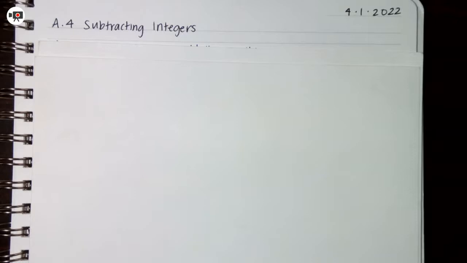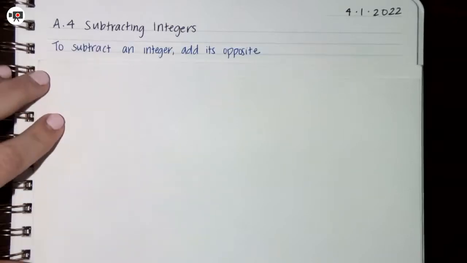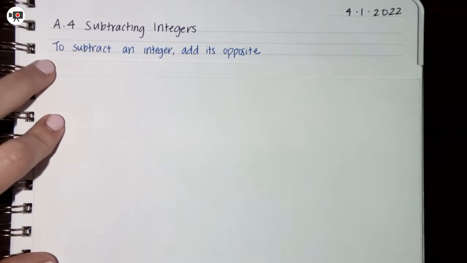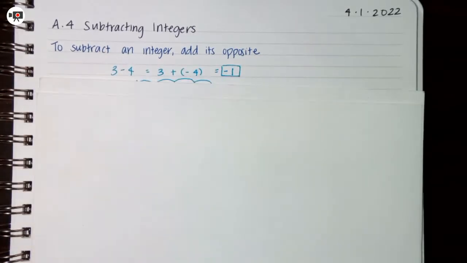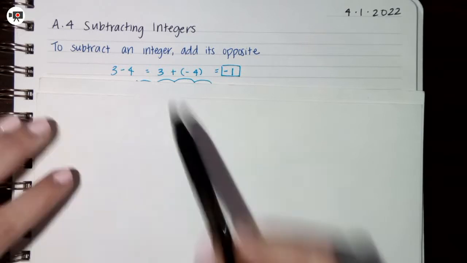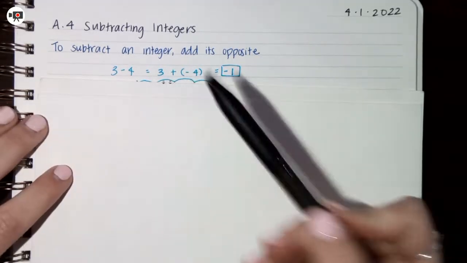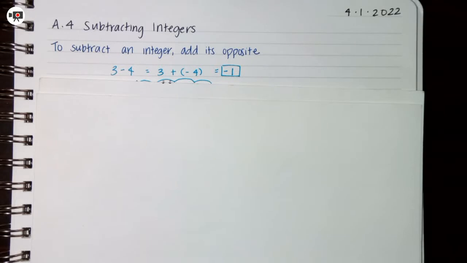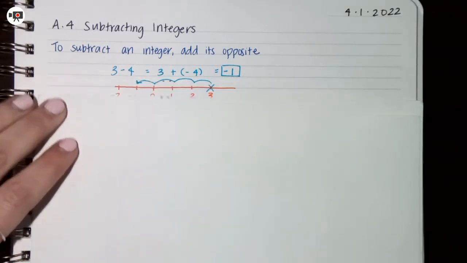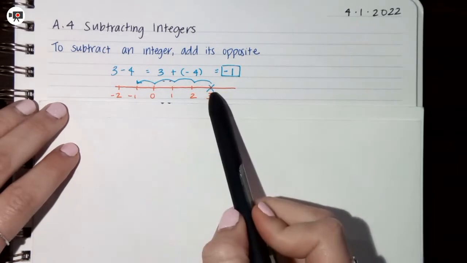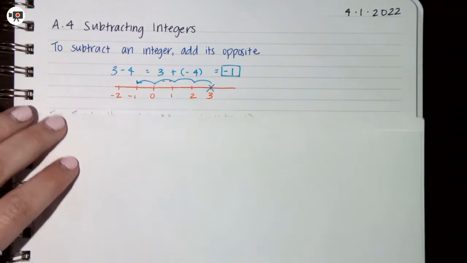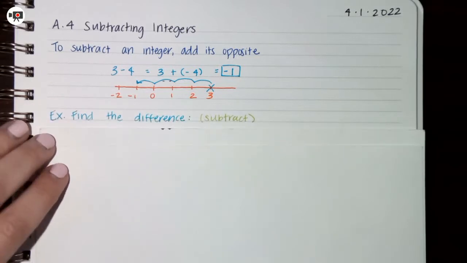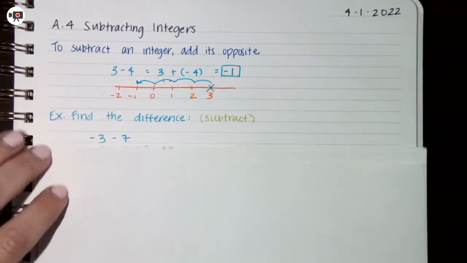This is A.4 Subtracting Integers. To subtract an integer, you add its opposite. So if I have 3 minus 4, I'm going to change that to adding, to be 3 plus negative 4. So that means that on a number line, we are going to start at 3 and move to the left 4 spots. So that's negative 1.